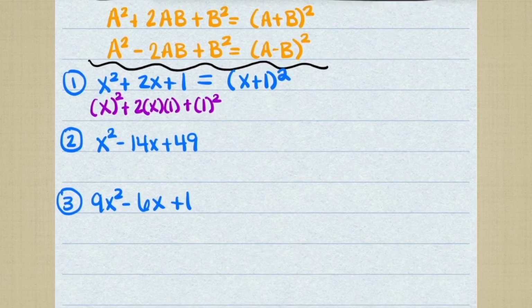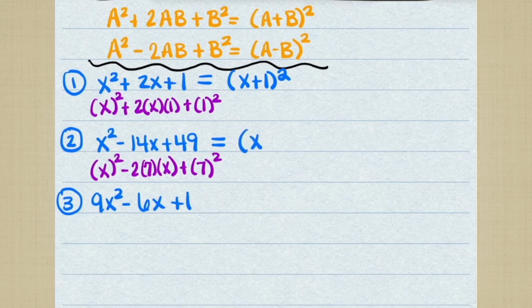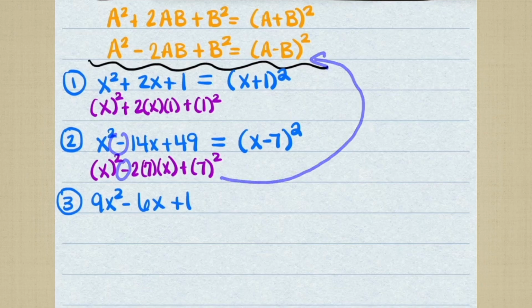Okay, so let's look at this one. This is the x squared. And you're like, this is 2 times what times x? And you're like, oh, well, this is 7 squared, so it must be 7. You see that? I'm following the pattern here. So then this is going to be x minus 7 squared. And you're like, why minus? Because see, this was minus. This is minus. We're following the pattern. See that? Cool beans.